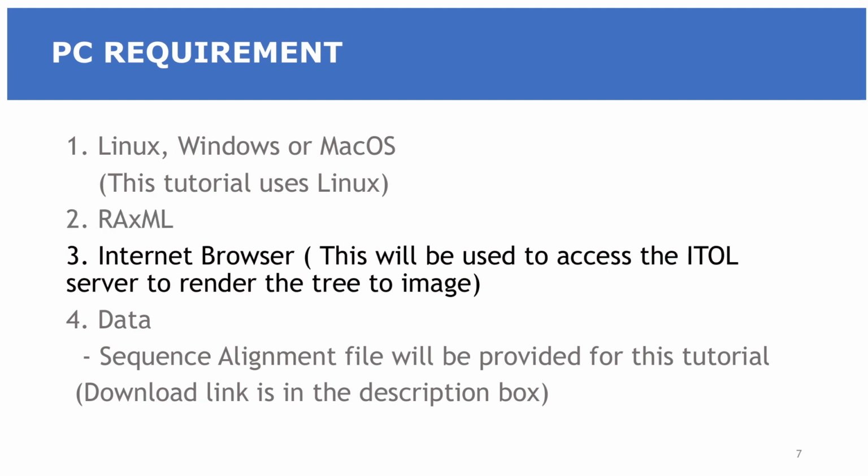You also need to have an internet browser. This will be used to access the iTOL server to render the tree to an image. Finally, you need to have the input data. This will be a sequence alignment file. I've already prepared that, and I'll provide you with a download link. It will be in the description box as well. Now that we are done with the introductions, let the analysis begin.